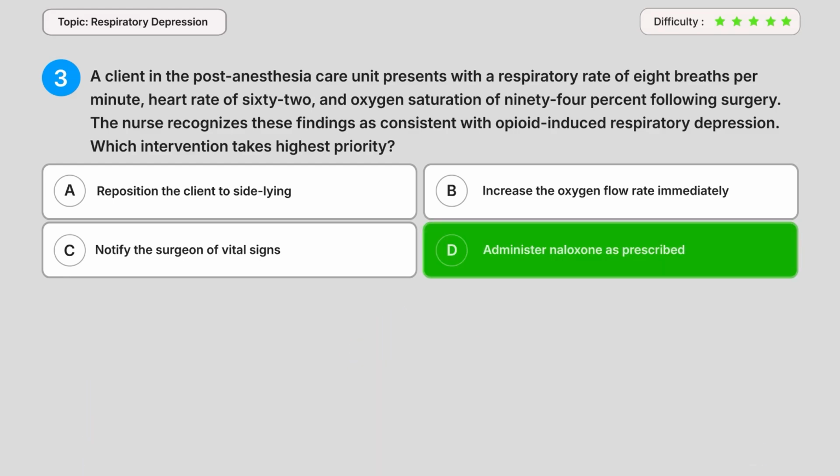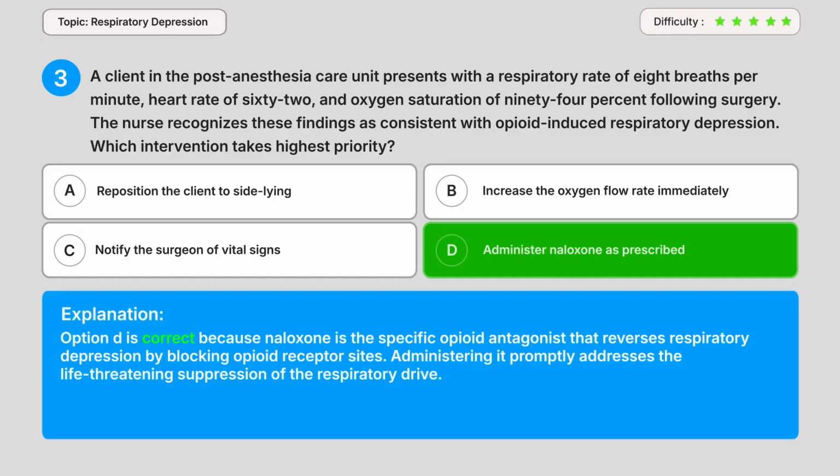Correct answer: D. Administer naloxone as prescribed. Explanation. Option D is correct because naloxone is the specific opioid antagonist that reverses respiratory depression by blocking opioid receptor sites. Administering it promptly addresses the life-threatening suppression of the respiratory drive.